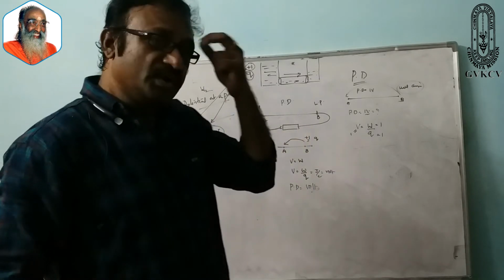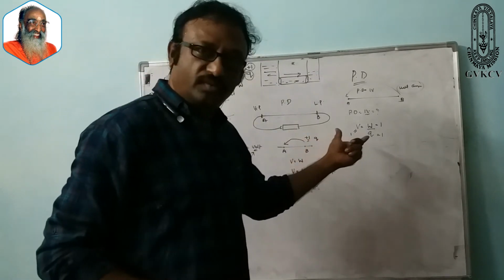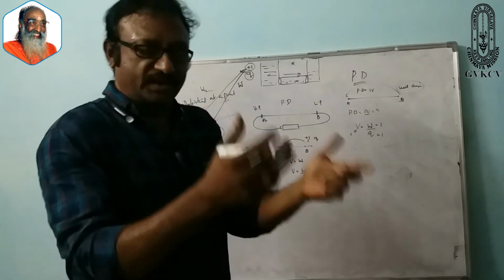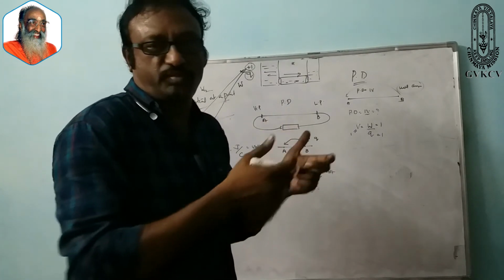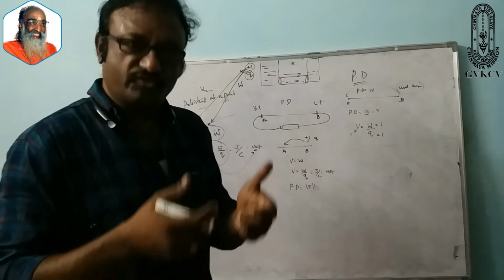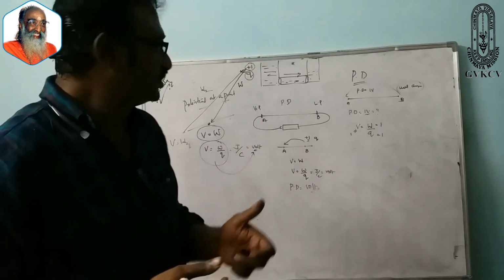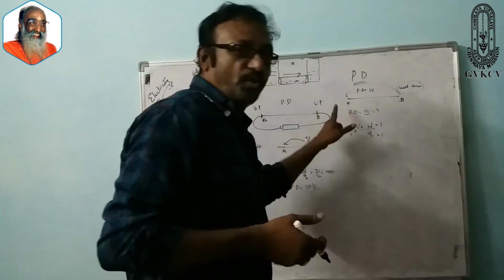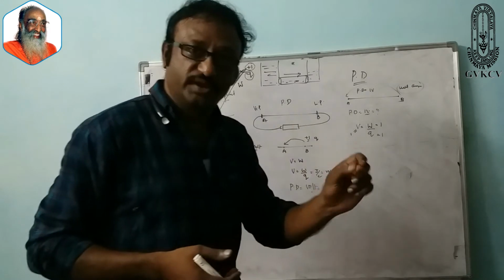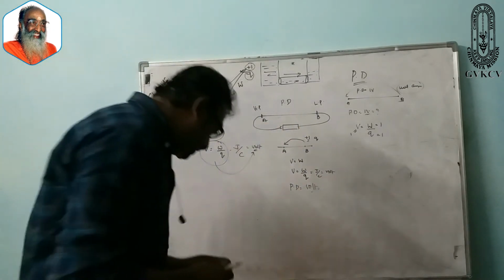Okay, so now this is the definition of 1 volt. How to define 1 volt? Simply, we cannot define 1 volt directly. We have to define it in terms of the potential difference. The potential difference is said to be 1 volt if you are bringing a unit charge from one point to the other point and the work done is 1 joule. Okay, so that is the second one.